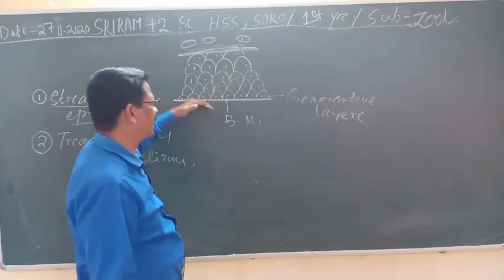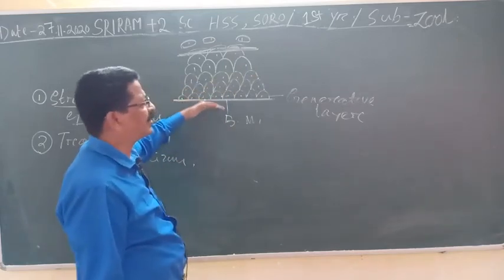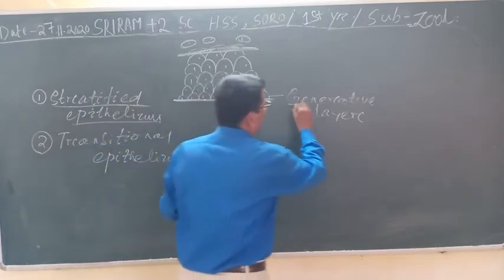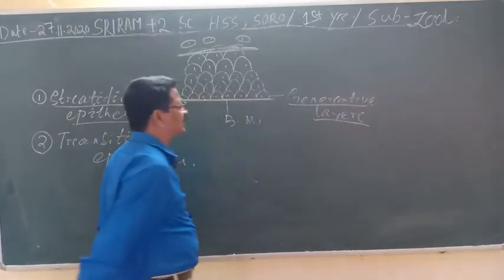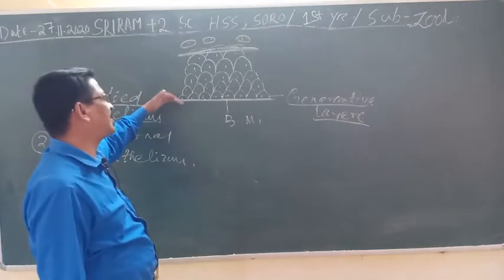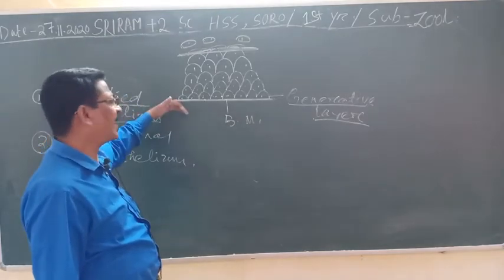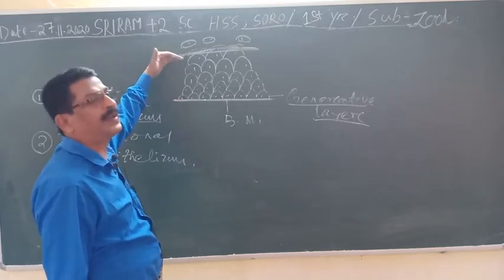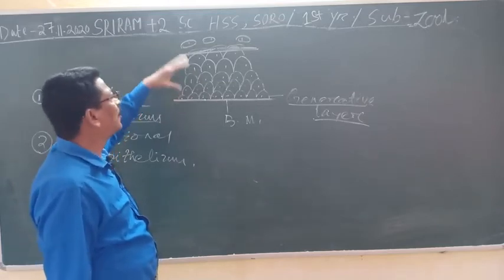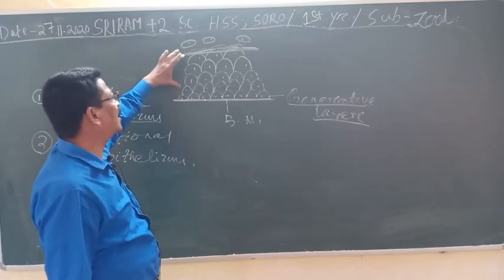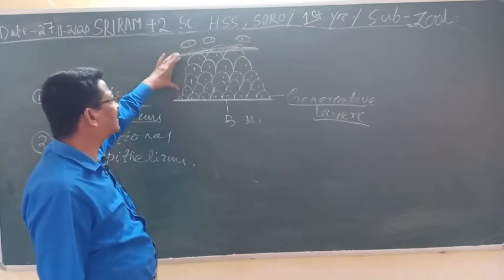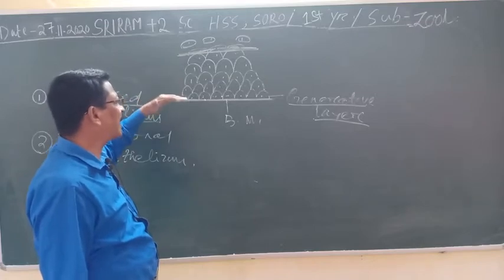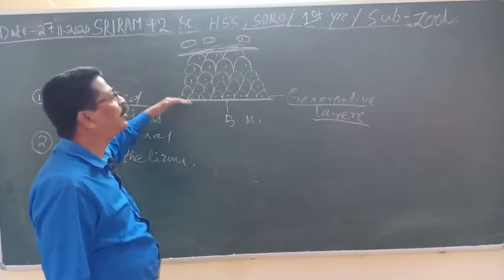The innermost layer, which is present just above the basement layer or basement membrane, is called the generative layer or generative cells, which divide and redivide and form new cells to fulfill that gap. That means by the friction, that organ does not become thin. It maintains its thickness due to the addition of new cells.